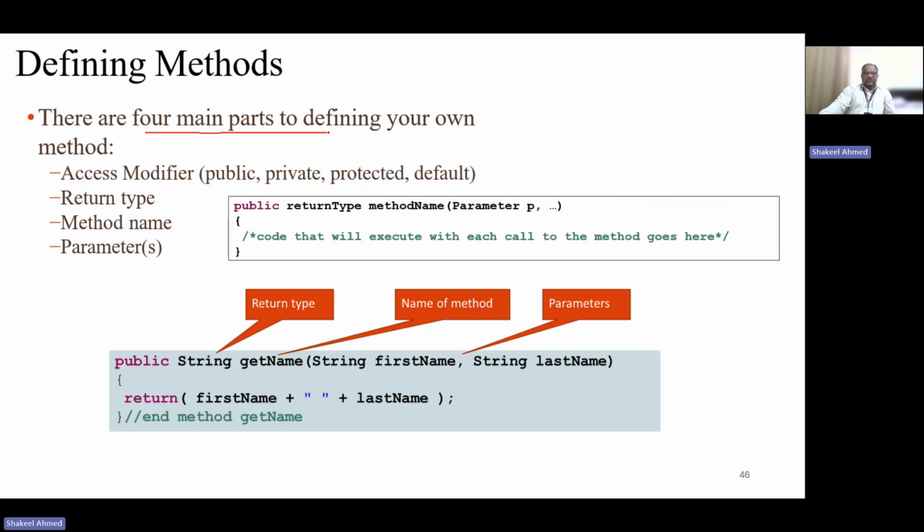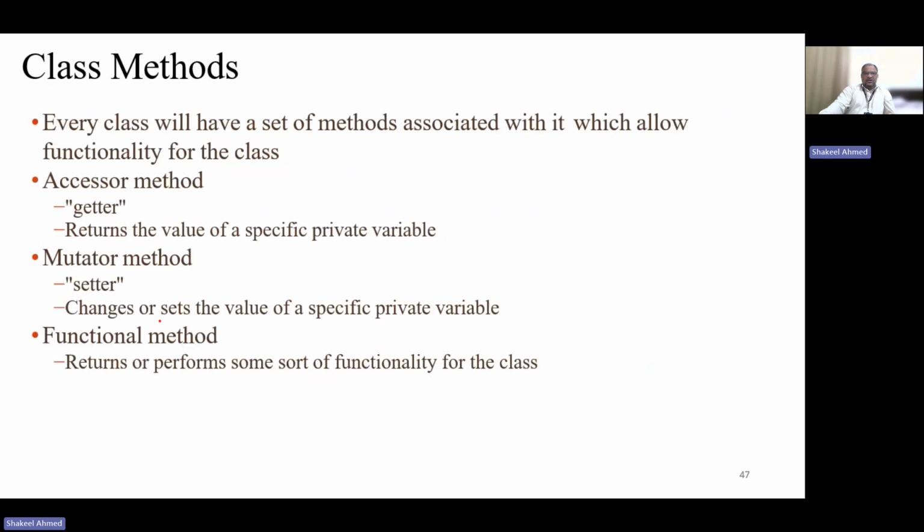Four main parts of a method. So you have public, return type, method name, and parameters. So this is a get method: return type, name of the method, and parameters, and you will get these as you define the methods. So what are the class methods?